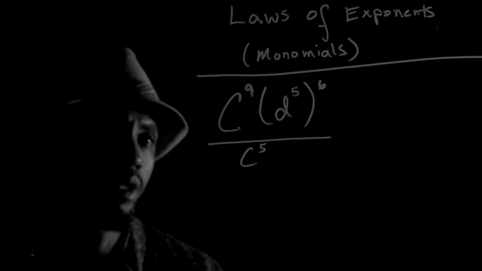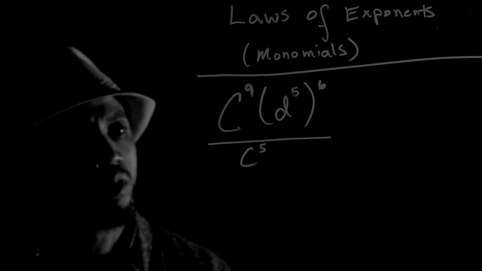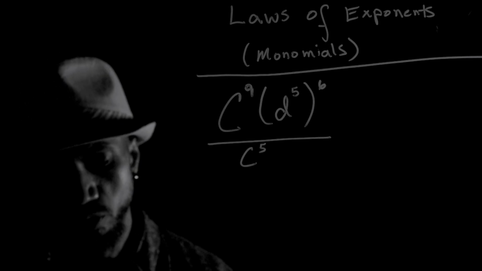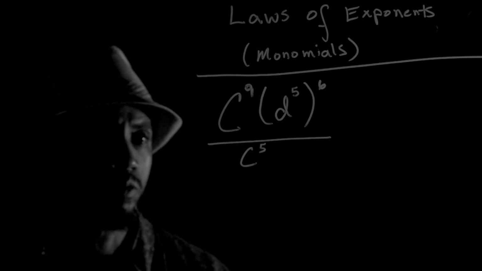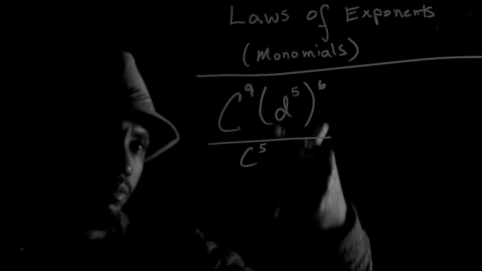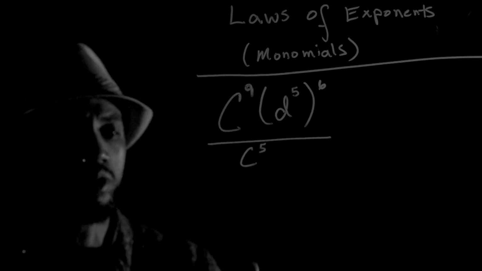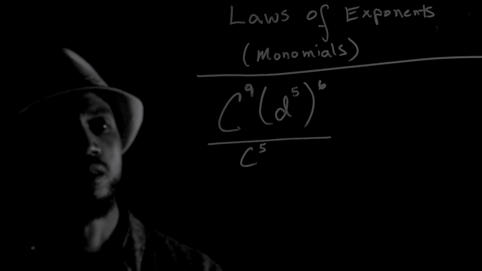Here we have c to the 9th power, parentheses, d to the 5th power, raised to the 6th power, divided by c to the 5th. And so the laws of exponents is asking us to divide. We have the power rule we can use here. So let's go to it. Let's see if you can actually try to do some of this in your head.